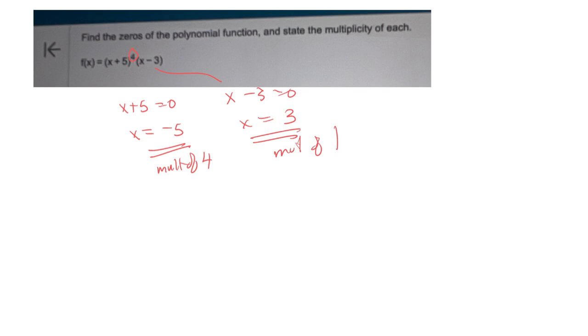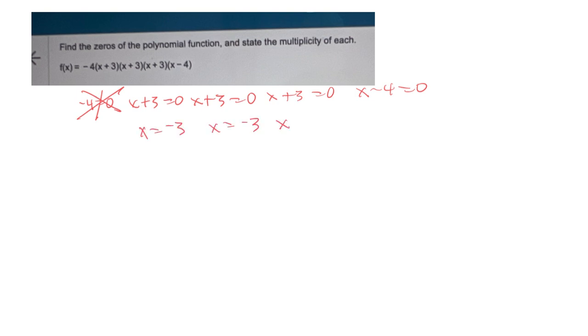Same thing here. Either x minus 4 is 0, or x plus 3 is 0, or x plus 3 is 0, or x plus 3 is 0, or x minus 4 is 0. So this is a true false statement, so that doesn't work. Here I'll get x equals minus 3, 3 of them. So I have x equals minus 3 with a multiplicity of 3, because there's 3, and this one x equals 4. Okay, that is that one.